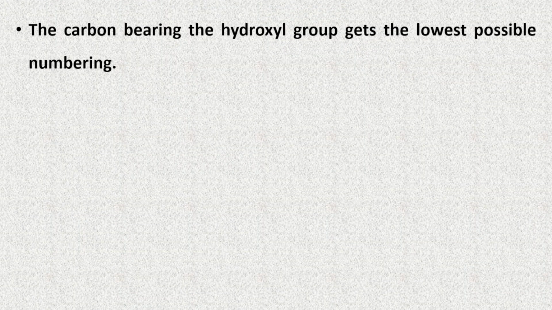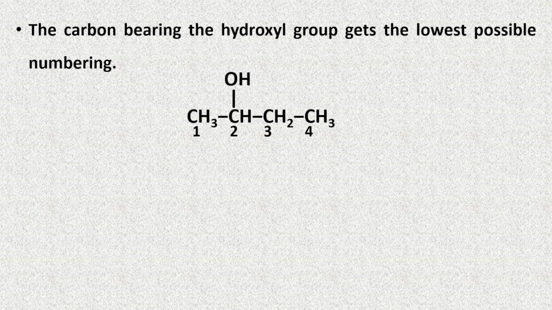While numbering, give the lowest possible number to the carbon bearing the hydroxyl group. Like in this example, the numbering should be carried out from the left end so that the carbon attached to the hydroxy group gets the lowest possible number, which is 2. So, its IUPAC name is butan-2-ol.